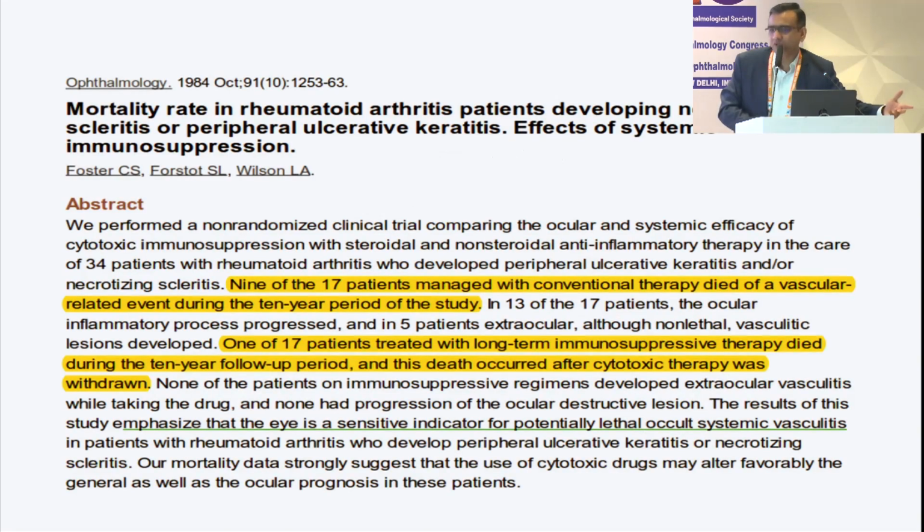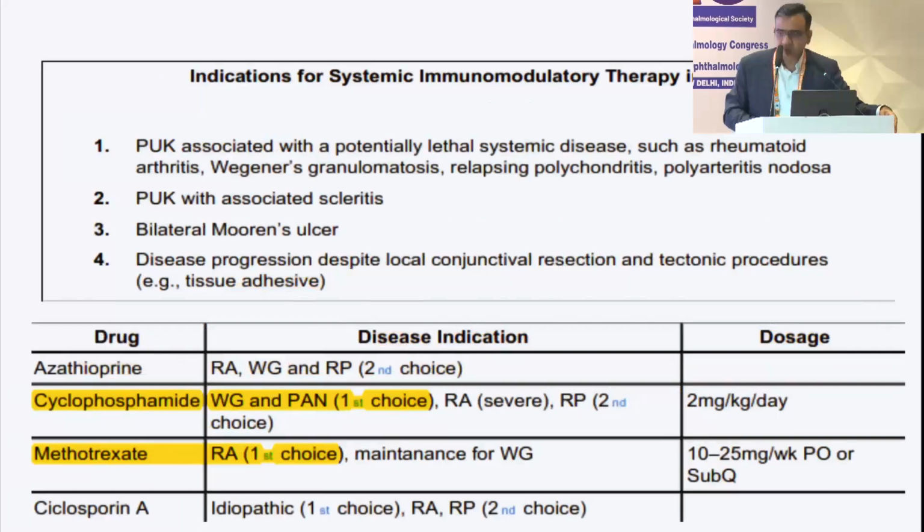And why is it important? Because as Dr. Sangwan was alluding earlier, these patients, and there is a lot of evidence, so this paper is older than I am, but it basically says that if a patient has PUK or scleritis, and the patient has a systemic disease and that patient is not treated systemically and not treated aggressively enough, it's very likely that the patient will not survive over the next 5 years. So the patient will die, forget about the eye. So even for that reason, the patient needs to be on systemic immunomodulatory therapy.